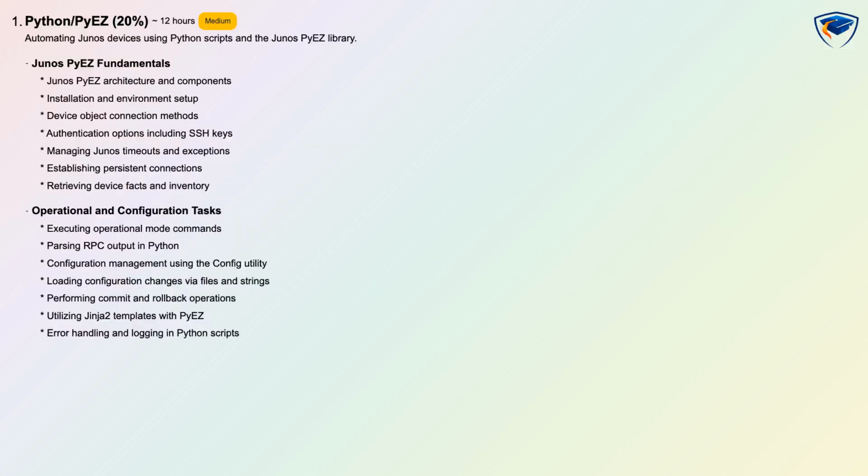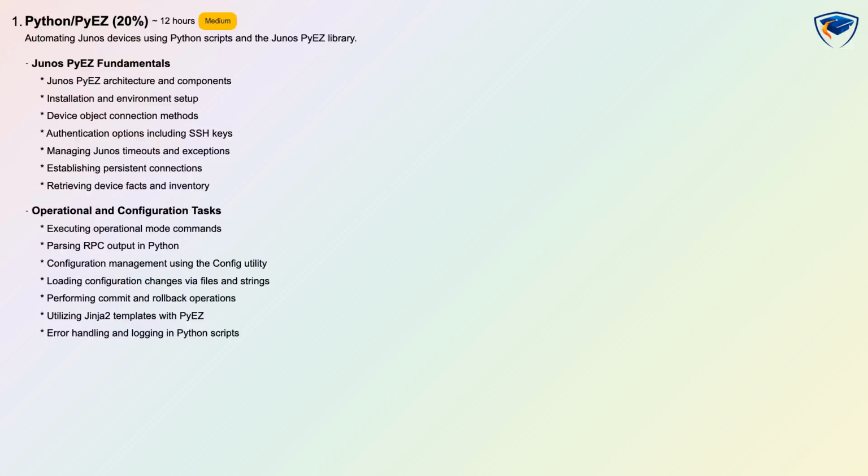Python PyEZ covers automating Junos devices using Python scripts and the Junos PyEZ library and carries 20% of the exam weight. This medium difficulty domain expects about 12 hours of study and uses hands-on and conceptual assessments. You will learn PyEZ architecture, installation and environment setup, and how to connect to devices using the device object with authentication options including SSH keys.